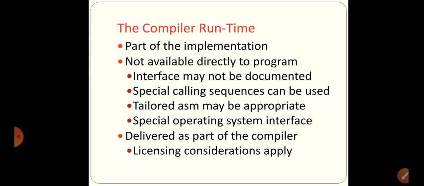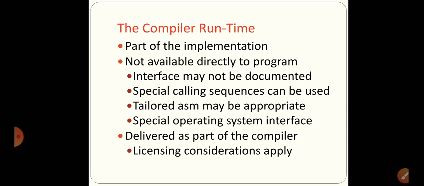What is the compiler runtime? Actually it is a part of the implementation of the program we are executing. Part means the program from the time it is loaded into main memory for execution. So when it is brought to main memory for execution, it will be a part of the runtime implementation, not directly available to the program. Only when it is brought for execution will it be available.